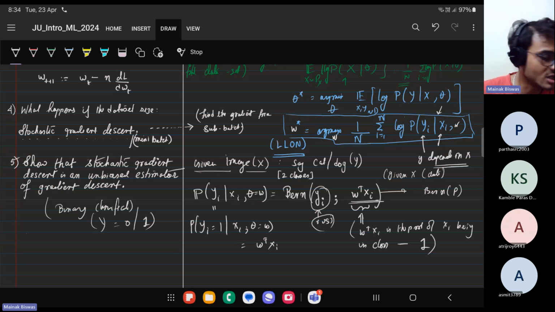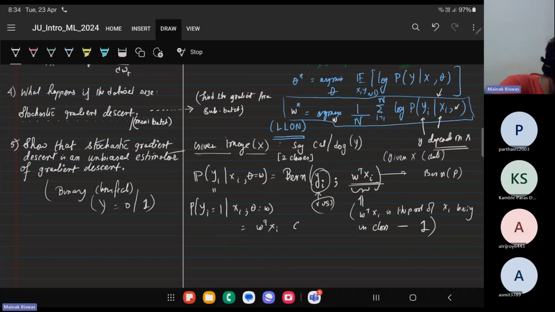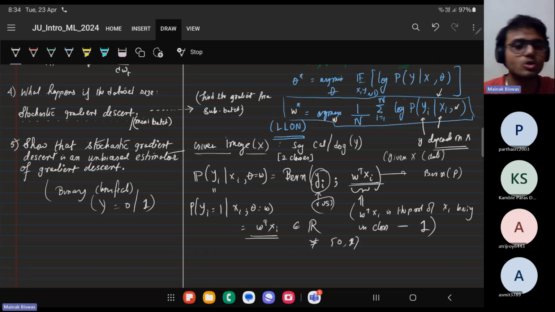But now, if you have understood what I said, W transpose X cannot be a probability. Can you tell me why? Because it can't lie between 0 and 1. This belongs to the real numbers and not between 0 and 1. So I have to convert this somehow to between 0 and 1. But I can do that. I'm not hopeless, right? I know something, right?